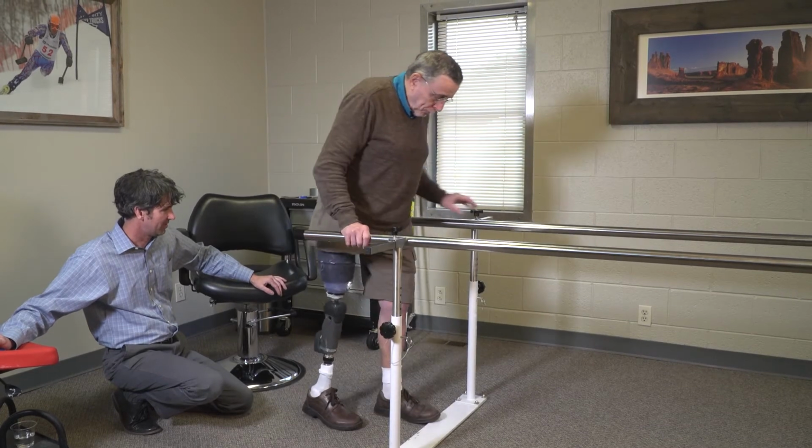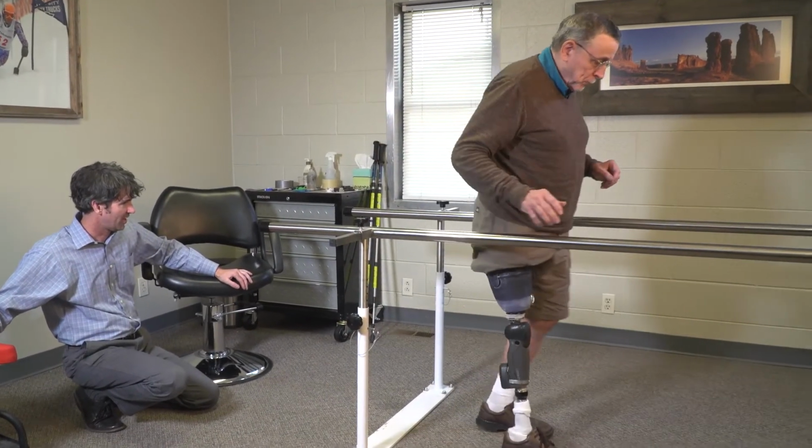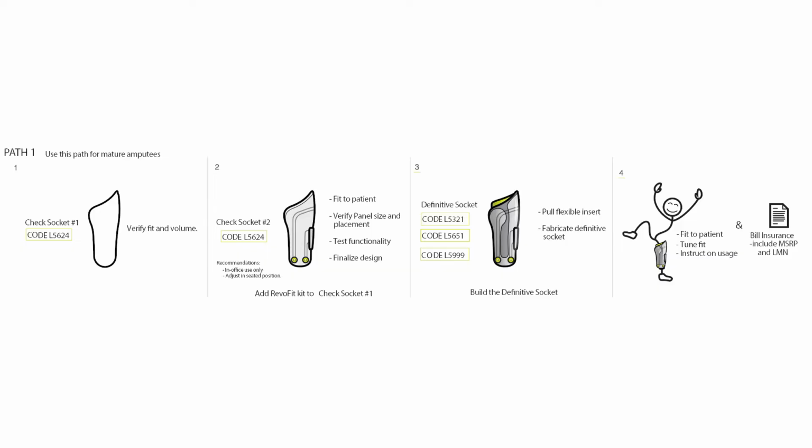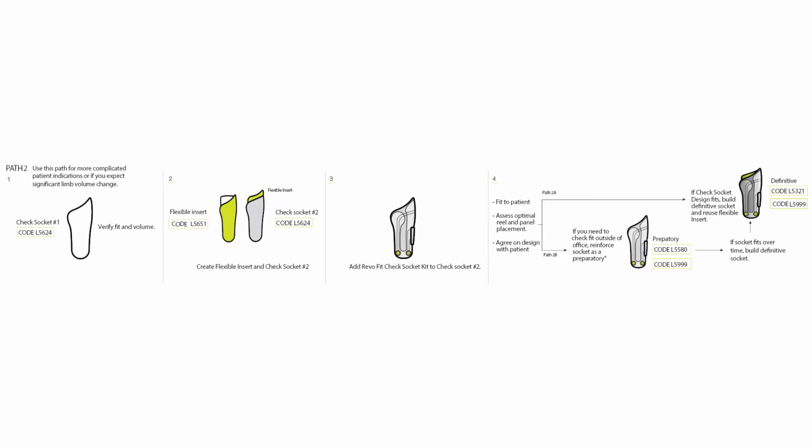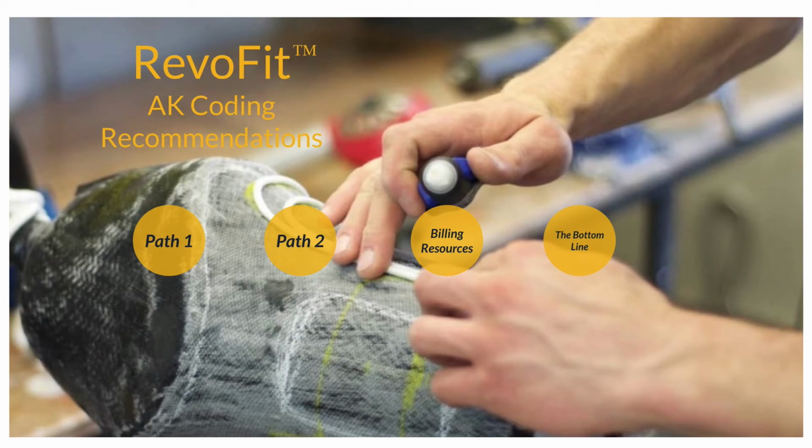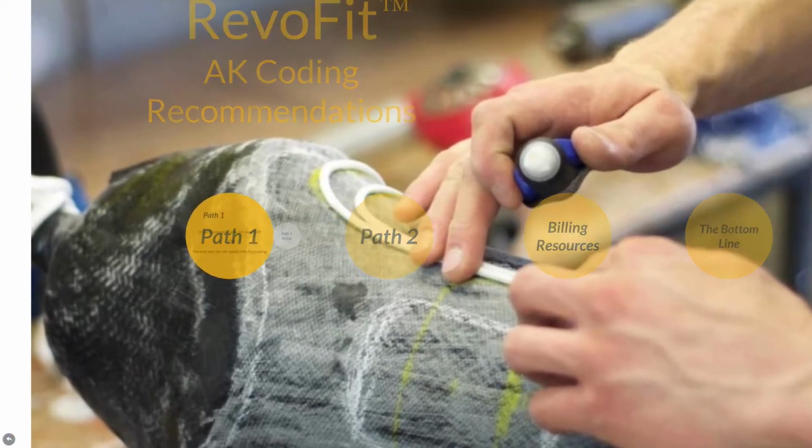We know that practitioners practice their craft in various ways, and that every patient is unique. Therefore, for coding an AK socket, we have identified two paths that make the most sense. Path 1 is used if you do not use a flexible insert in the check socket phase. Path 2 is used if you want to use a flexible insert in the check socket phase, or if you intend on making a preparatory socket. In this scenario, it's helpful to fabricate the flexible insert during the check phase. We will take you through the process and identify the appropriate codes you can use for both paths.